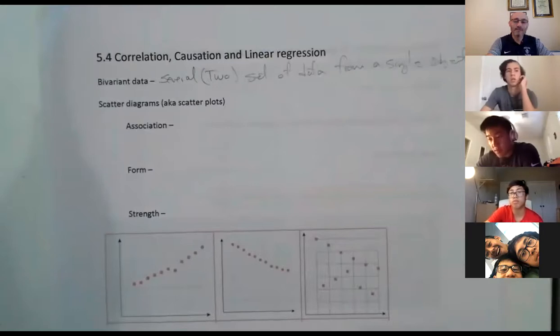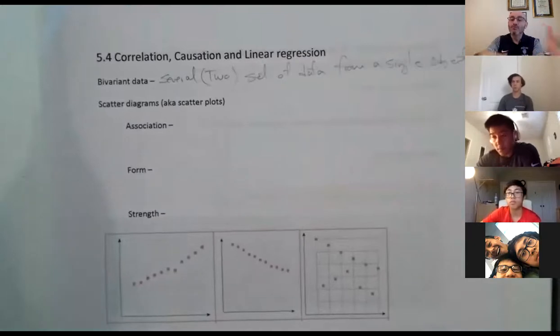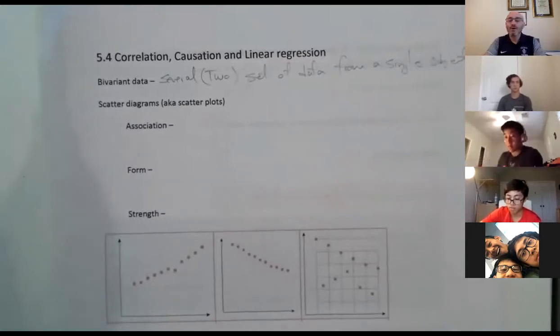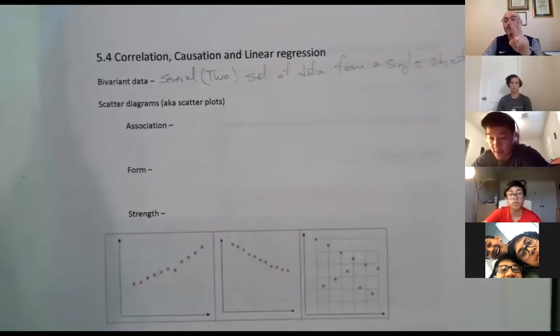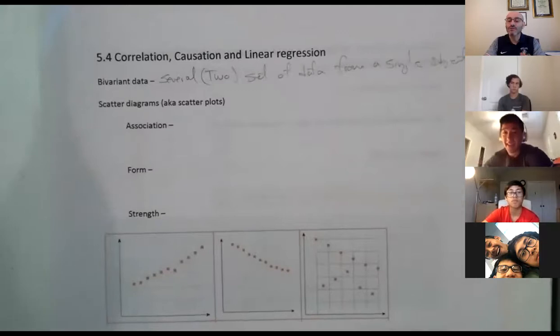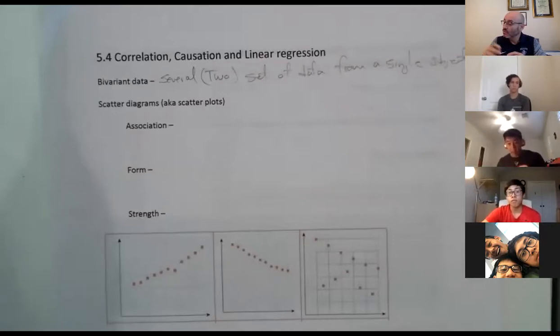So let's say, for example, that you survey the age of a group of people, and then you want to know how far they can kick the ball, a football, right? So from one individual, you have two sets of data. One is the age, and the other one is how far they can kick the football, all right? It may be that those two variables are related or not, but you have two sets of data from the same individual. Does it make sense? So that's what bivariate data stands for.